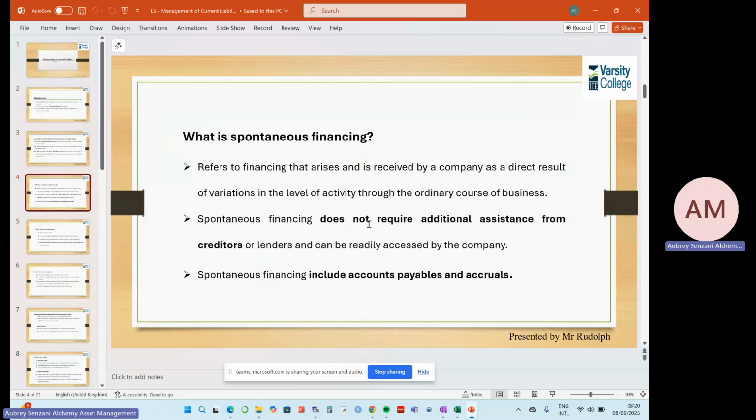So here it says spontaneous financing refers to financing that arises and is received by a company as a direct result of variations in the level of activity through the ordinary course of business. Spontaneous financing does not require additional assistance from creditors or lenders and can be readily accessible by the company. Spontaneous financing includes accounts payable and accruals.